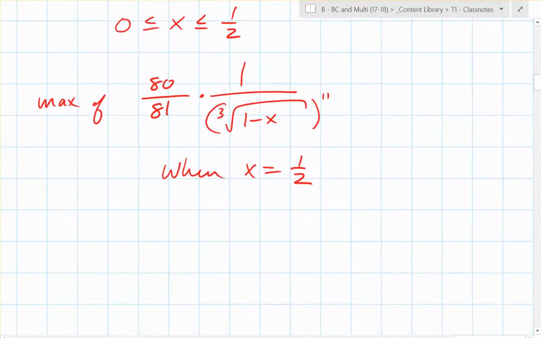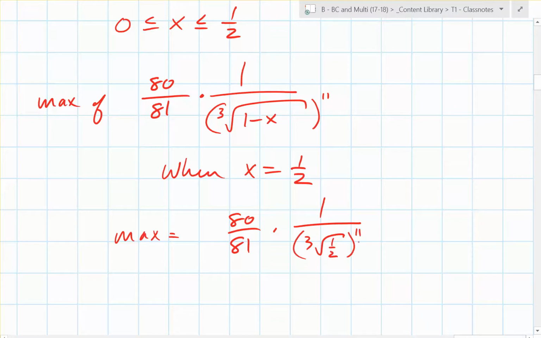A half. So the max will be, yay, 80 over what? 81. Times 1 over the cube root of 1 half to the 11th power, right? Nice. So in this case, it's equal to, you can just write it as 80 over 81 times 2 to the 11 over 3. It becomes positive because 1/2, 2 to the negative 1, it jumps it up.